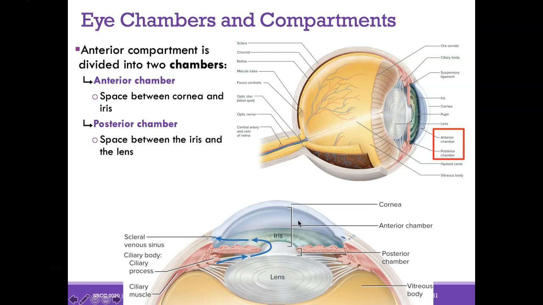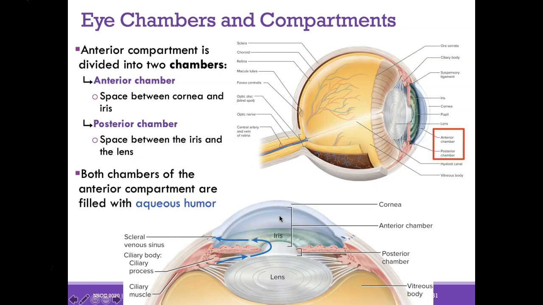We'll talk about that in a second. The posterior chamber is the space between the iris and the lens. So in this cross section, you can see this is the posterior chamber. Here you can see this is between the iris and the lens. This is the posterior chamber. Between the iris and the cornea is the anterior chamber. Both chambers of the anterior compartment are filled with aqueous humor. So you can remember A for aqueous and anterior.